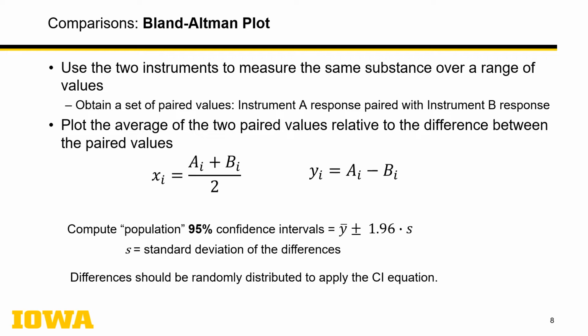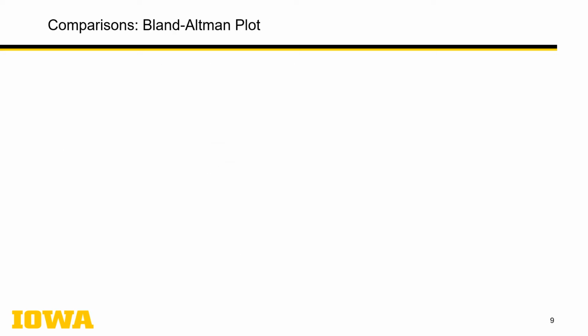Okay, then much exactly like a control chart, except using 95% confidence intervals, you can establish these intervals about the Y's to determine a kind of a range within which you expect this population of differences to exist. And they should be randomly distributed in order to apply this confidence interval equation, where 1.96 is the 95% confidence z value that's applied to the standard deviation.